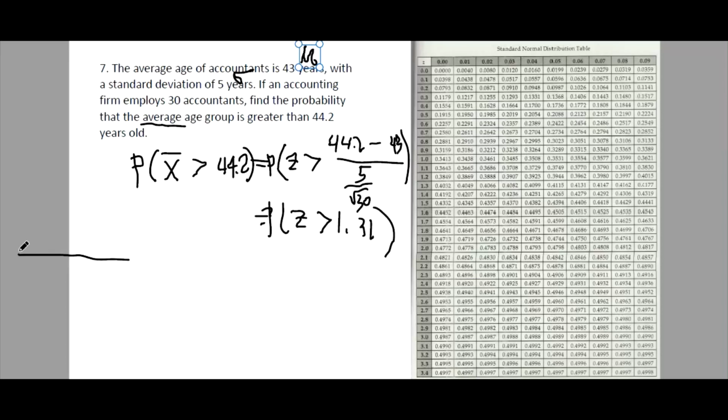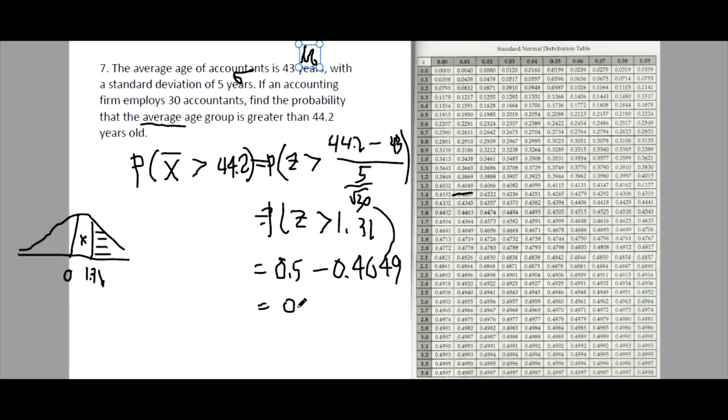Okay, so let's draw this one. 1.31 is here. So greater than, we have this. So therefore, our formula here is 0.5 minus this area. So 1.31 from the table is equal to 0.4049. So what is that equal to? 0.0951. So the probability that the average age is greater than 44.2 years old is 0.0951.